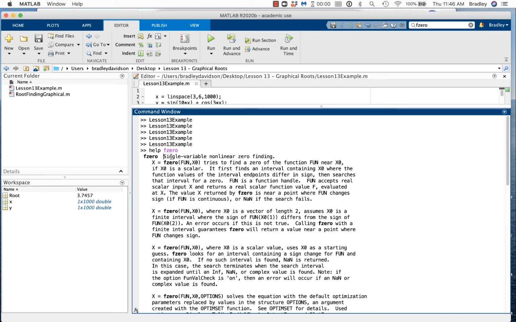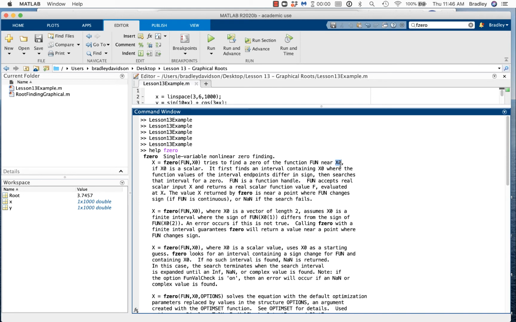Fzero is a single variable nonlinear zero finding function. And so the syntax for it is going to be x is equal to fzero, and the input into the built-in function is fun. We'll talk about that in a second. And then x0. And so we're finding the zero of a function, and this is for a single zero, and it's going to be near the value x0.